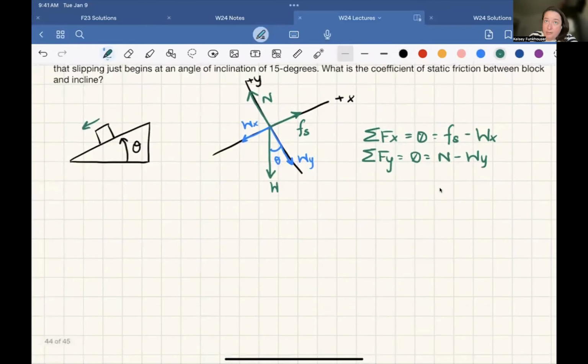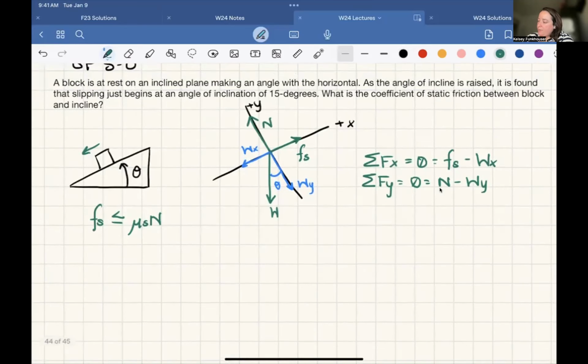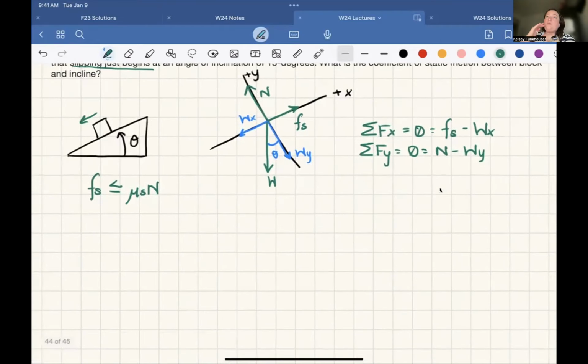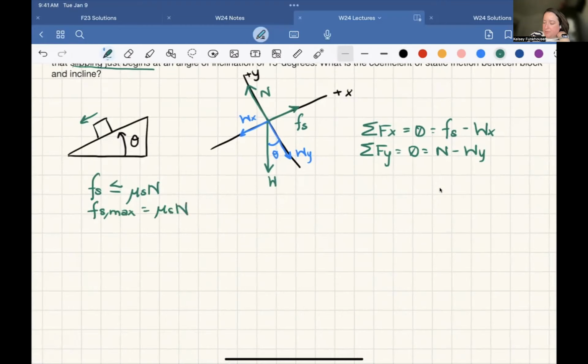So the thing we just learned is that the static friction force is less than or equal to the coefficient of static friction times the normal force. And the main thing here in this problem, because they talk about just beginning to slip, that means we're right at the maximum value of static friction. So maximum, and that means it's equal to the coefficient times the normal force. So what we want to solve for is the coefficient.